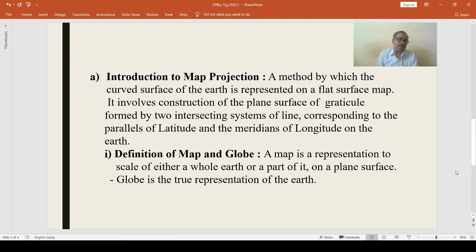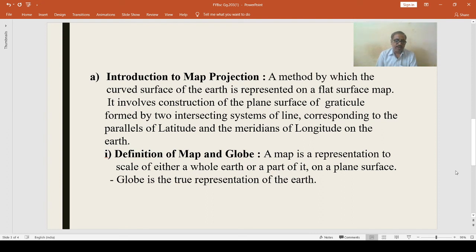Then topographical maps. These maps are drawn on the scale of 1 centimeter to 250 meters to 1 centimeter to 2.5 kilometers. These maps represent natural and cultural features. Then small scale maps. Among the small scale maps, especially wall map.